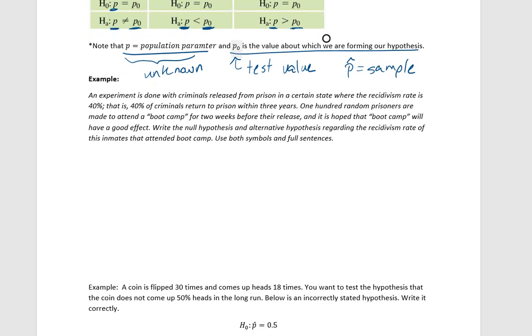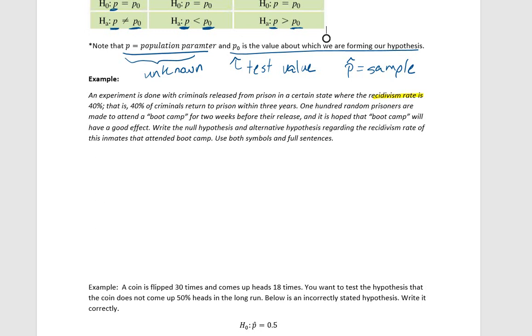So, an experiment is done with criminals released from prison in a certain state where the recidivism rate is 40%. What that recidivism rate means is that 40% of prisoners return to prison within 3 years. So, 100 random prisoners are made to attend a boot camp for 2 weeks before their release, and it is hoped that boot camp will have a good effect. What we want to do is write the null and alternative hypothesis regarding the recidivism rate of the inmates that attended boot camp.